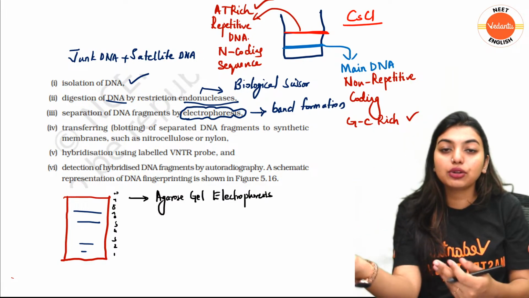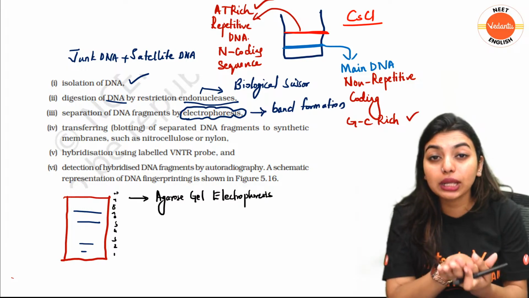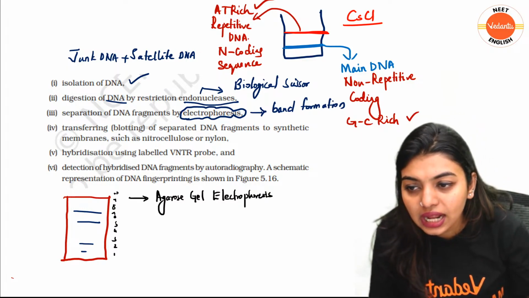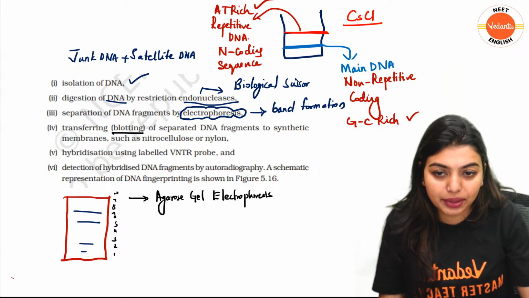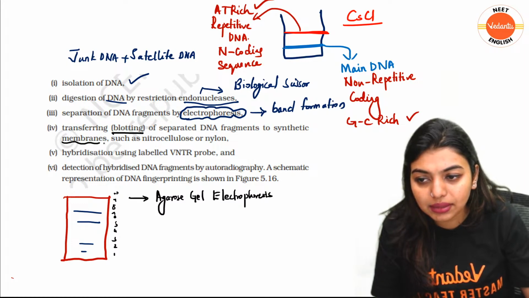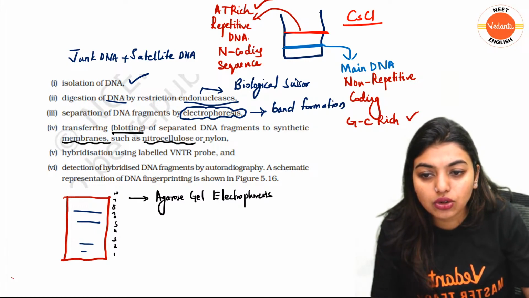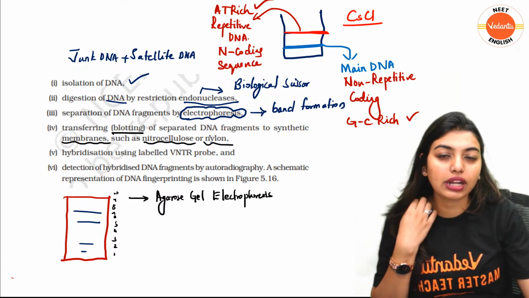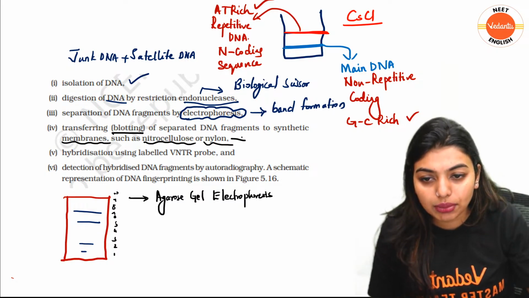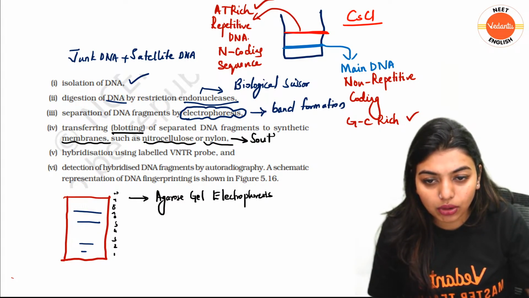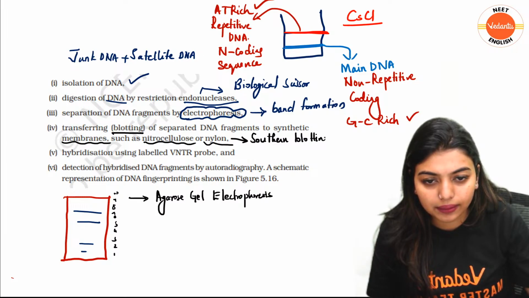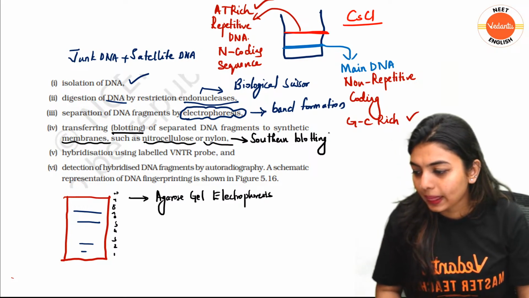So from that, we are going to transfer to a blotting paper. What are we going to transfer? We transfer the separated DNA fragments to a synthetic membrane such as a nitrocellulose or a nylon membrane, and this is called Southern blotting. Done.